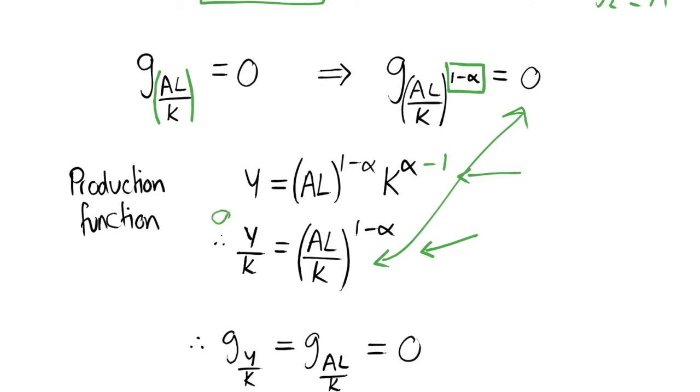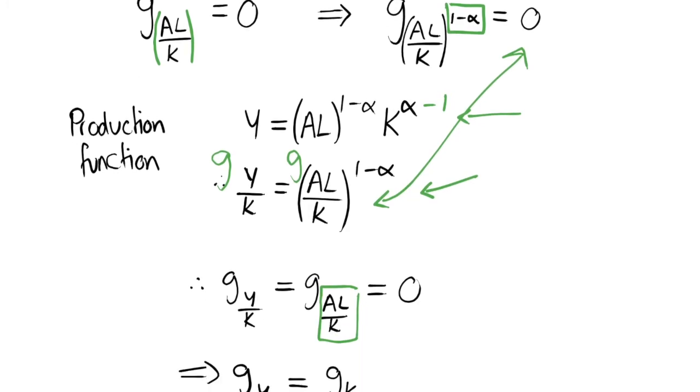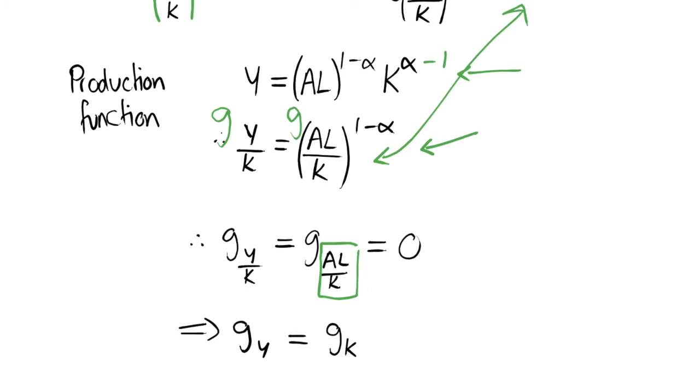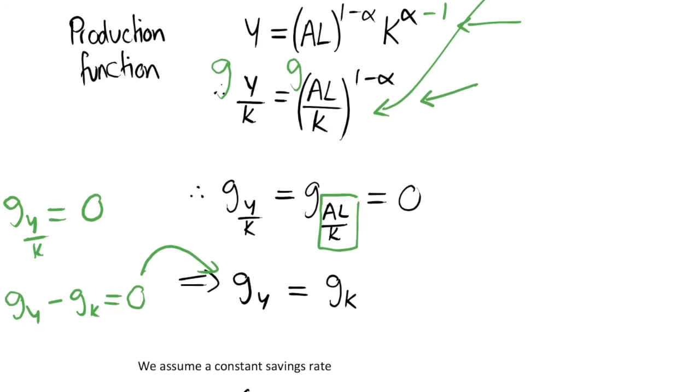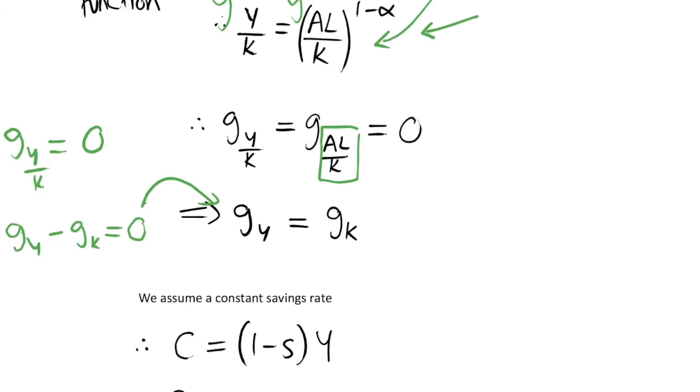And then we'll see that Y over K is thus growing at AL over K to the 1 minus alpha. If we were to take growth rates of both sides, we would see that Y over K is growing at the same rate as AL over K to the 1 minus alpha, which is equal to 0. And as we did just before, we can say that the growth rate of Y over K is equal to 0, as we've just found. Well, this means that GY minus GK, using rules of logarithms, is equal to 0, so GY is equal to GK. So in a balanced growth path, a very nice result is that the growth rate of output is going to be the same as the growth rate of capital.